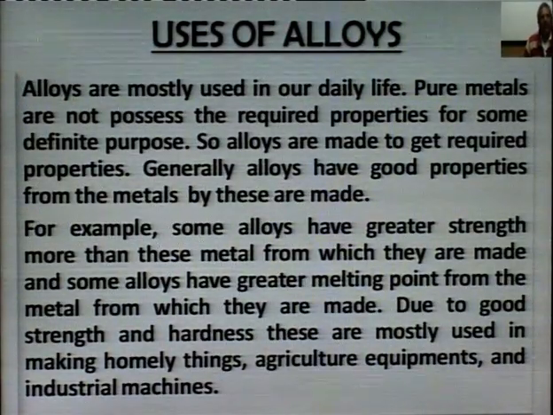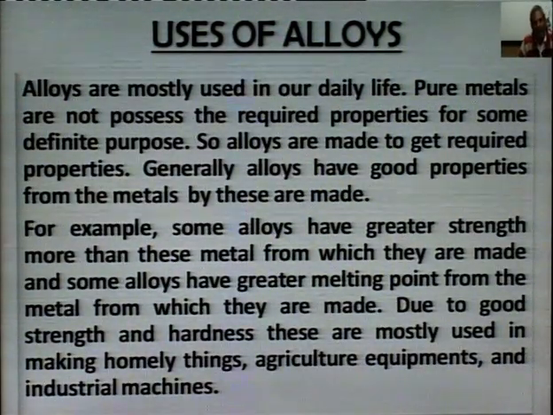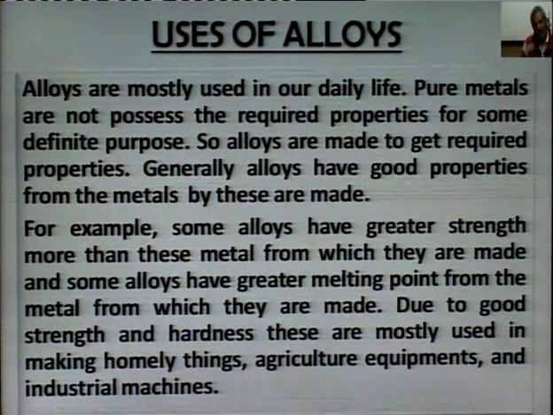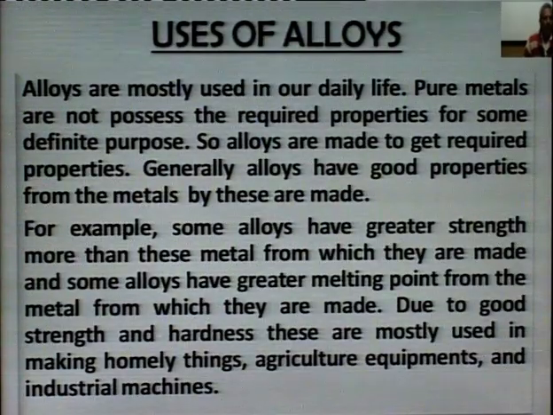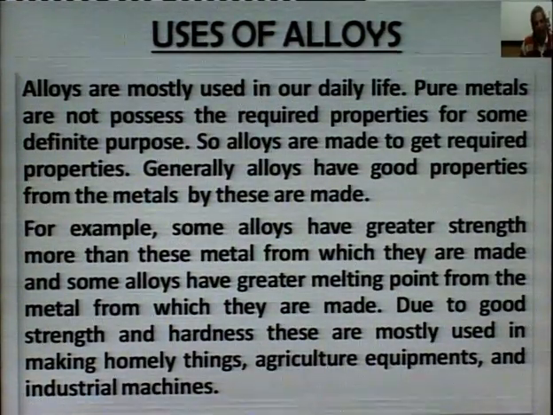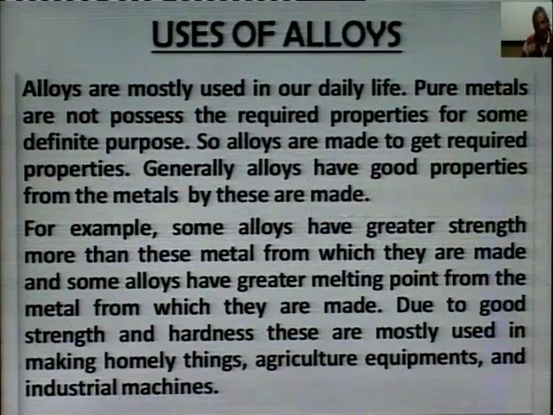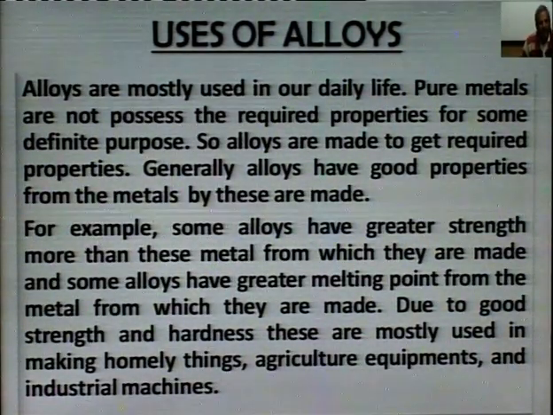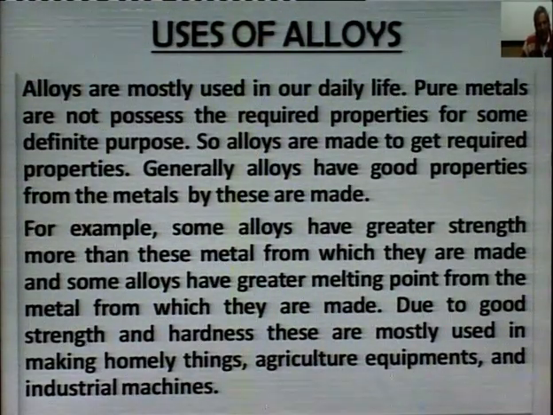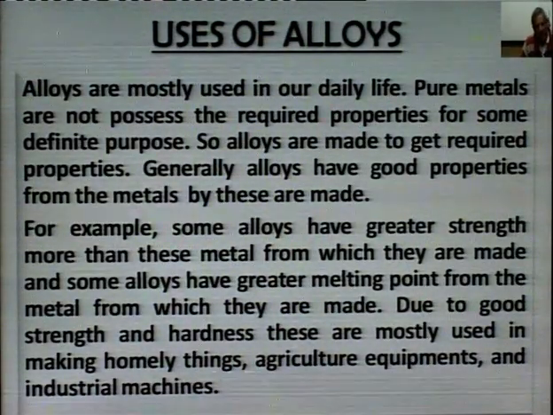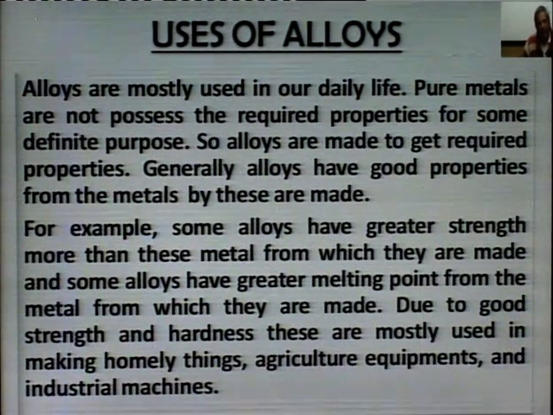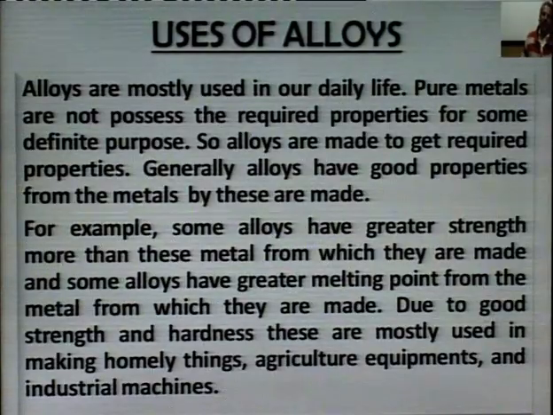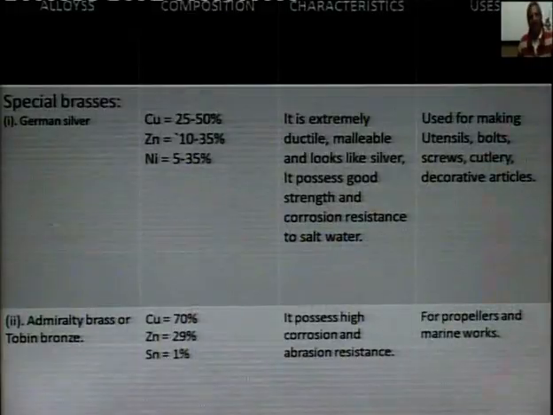Alloys have good properties from the metals by which these are made. For example, some alloys have greater strength than the metals from which they are made, and some alloys have greater melting points than the metal from which they are made. Due to good strength and hardness, these are mostly used in making homely things, agriculture equipments, and industrial machines.